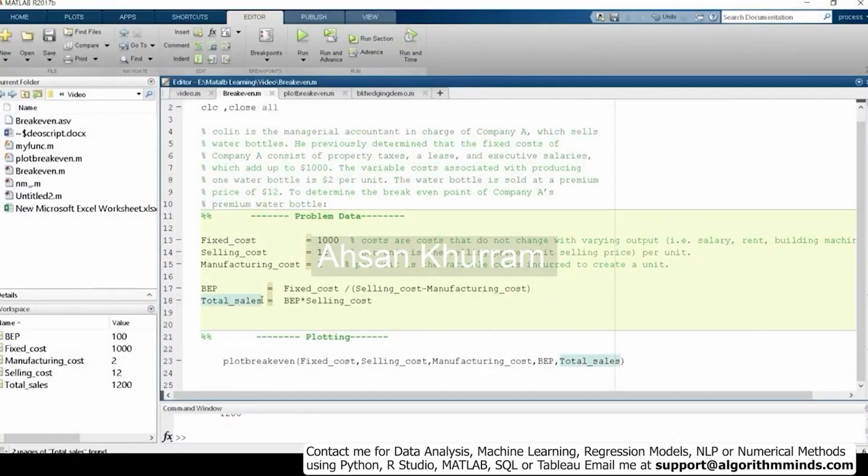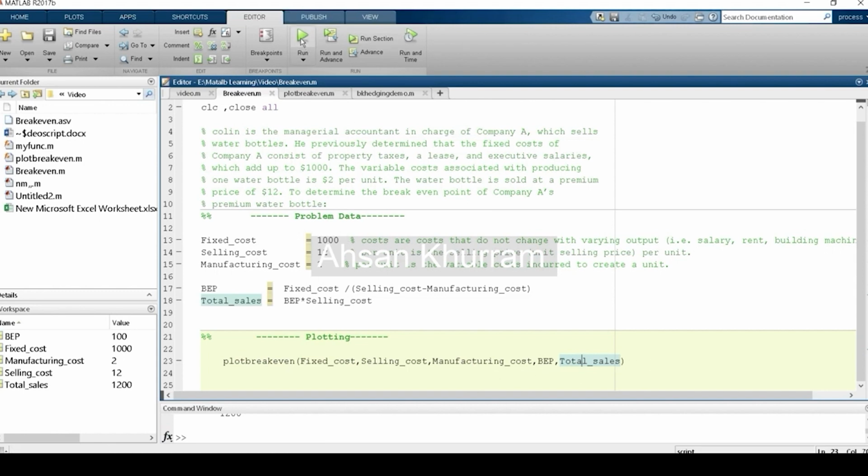Then I have calculated the total sales by multiplying break-even quantity by selling cost. Finally, I have called a function called plot break-even, which takes 5 arguments as input: fixed cost, selling cost, manufacturing cost, break-even point and total sales, and it will calculate our break-even analysis graph and animation. Let me just run this whole code again so you can see what it does.